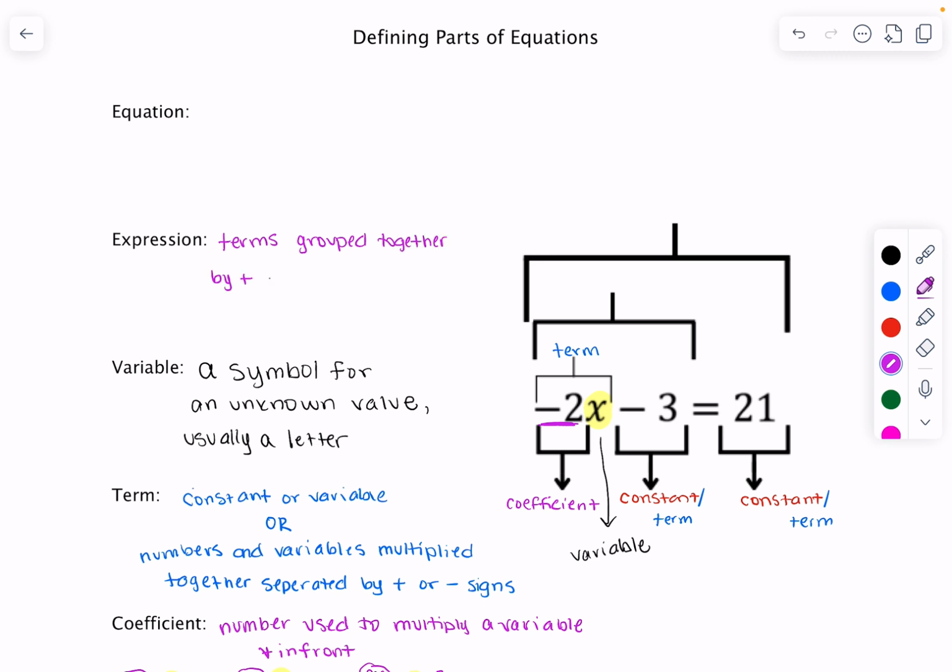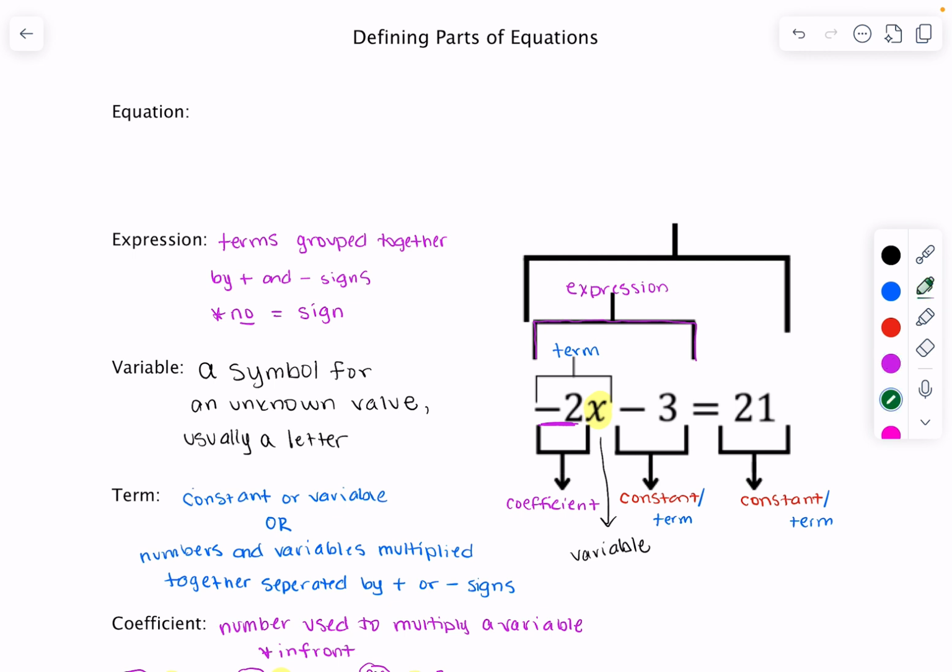By plus and minus signs. The critical thing here is that there is no equal sign. So if I've got in my infographic here, this whole thing right here is considered an expression, because it's got that negative 2x minus 3, terms grouped together by plus or minus signs.